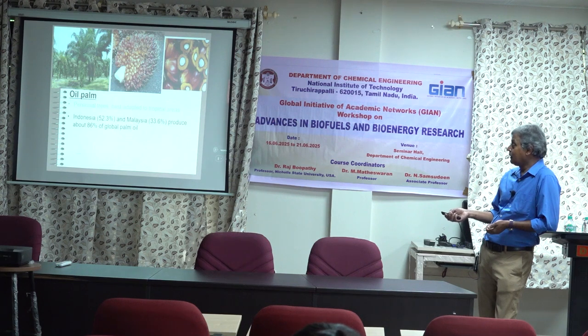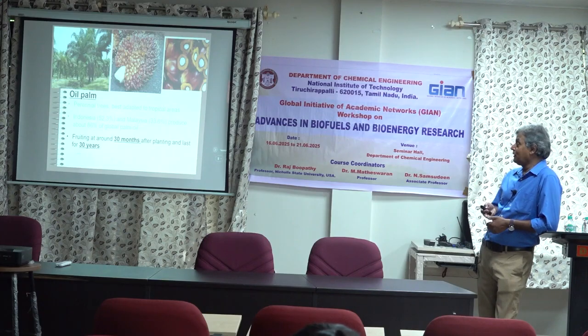Palm oil, major producers Indonesia and Malaysia, is a perennial tree. Once you plant them, it stays for 30, 40 years. You can get the fruit every year. So it's a perennial crop. It takes 30 months to start and it can go up to 30 years. You can grow them.